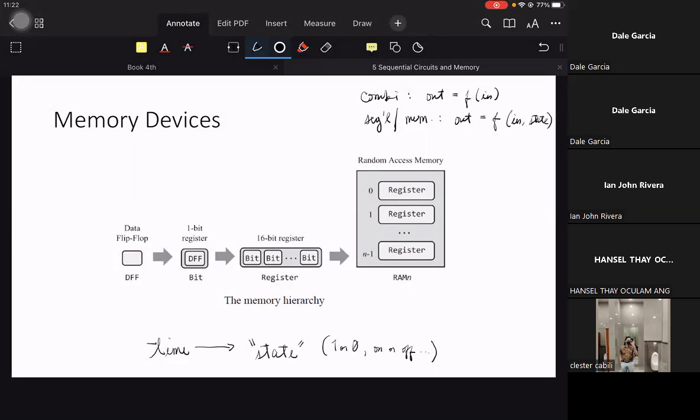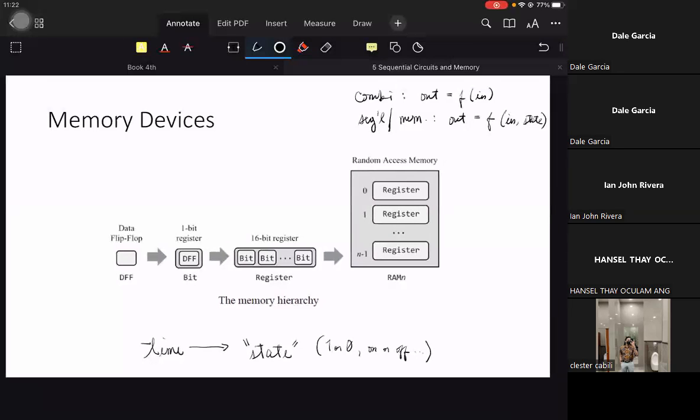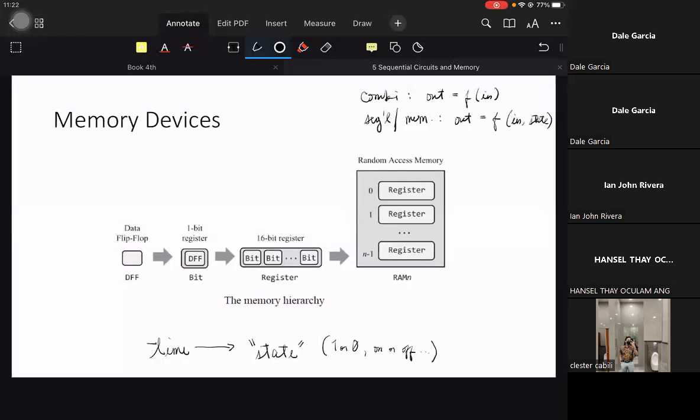Okay. So memory circuits, sequential circuits consider time. Hence, they are able to store a state. Hence, they have the capability to have memory.